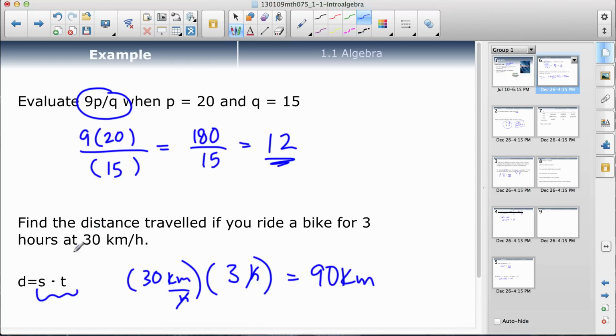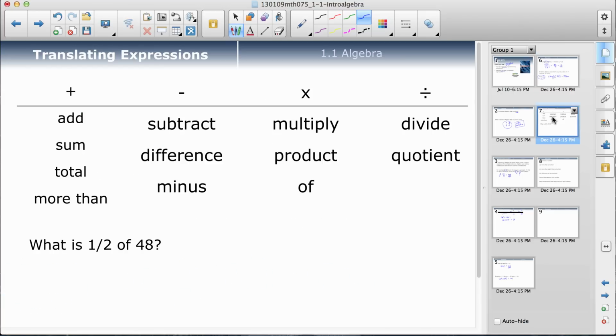Here I didn't tell you the relationship, but I wrote it. But sometimes you might have to read it in from a question, and oftentimes those get a little bit tricky. Here's just a quick guideline. If you see words like add, or sum, or total, all of those things basically say, hey, you're going to be adding something.